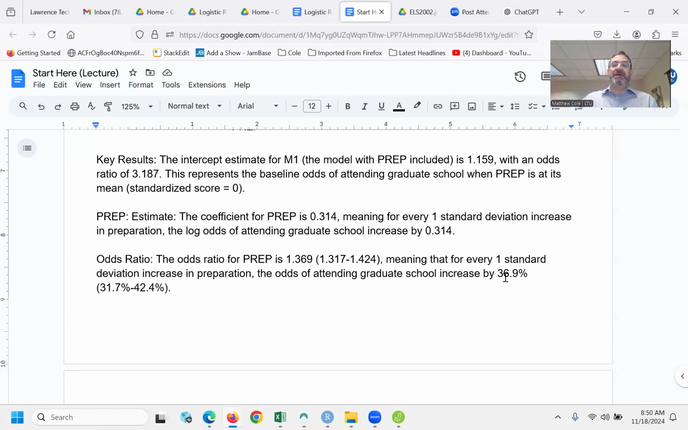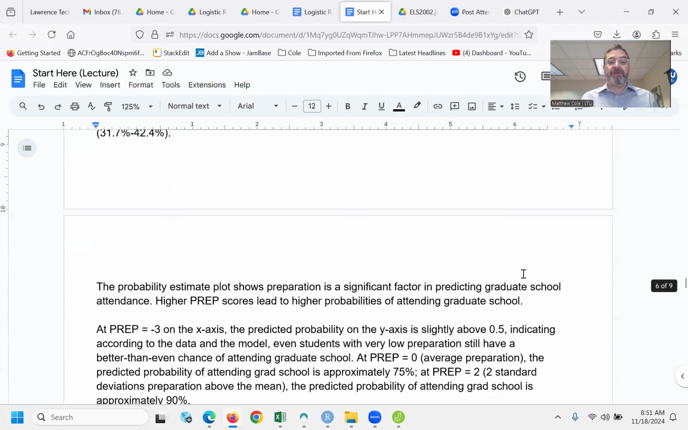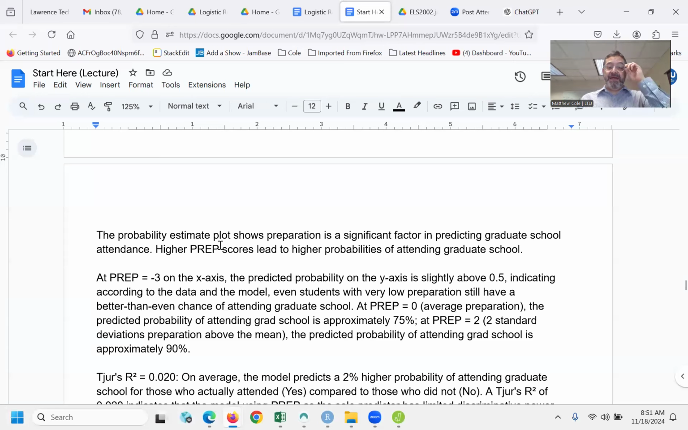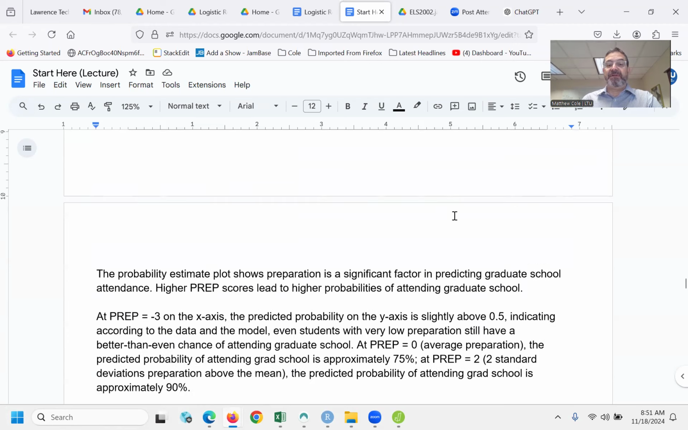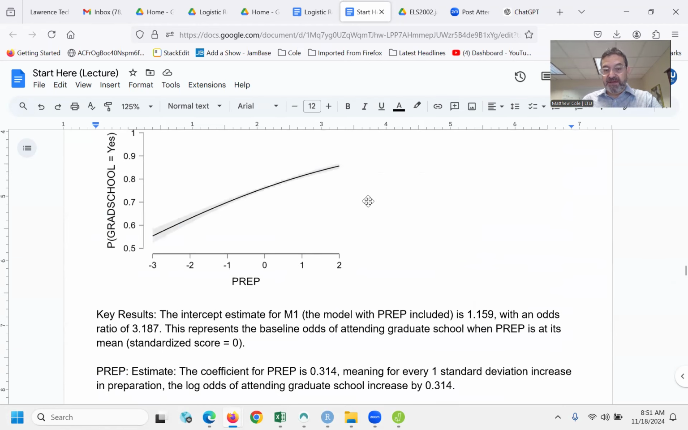Saying 100% increase is meaningful, but so is saying 2 times. So in this case, saying 1.4 times has meaning. The practical meaning is 40% increase. The probability estimate plot shows preparation is a significant factor. Higher prep scores lead to higher probabilities of attending graduate school. We're seeing that here.